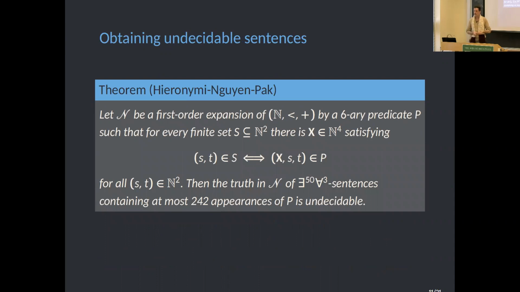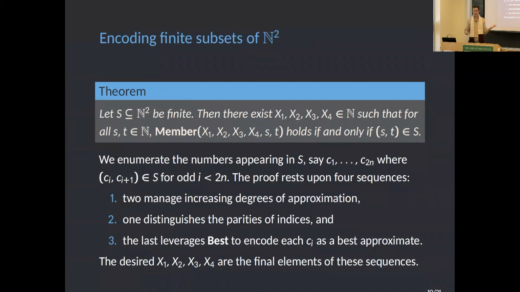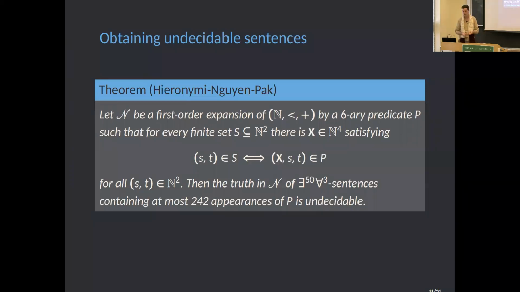Okay, and so here's a theorem from the alpha Presburger work that I mentioned of Hieronymy, Nguyen, and Pak, where they obtain essentially the bound that comes from considering the monadic 2nd order theory of the grid with some predicate that has exactly the property that we just noted that our member relation has. So in particular, if we have a first order, yeah.